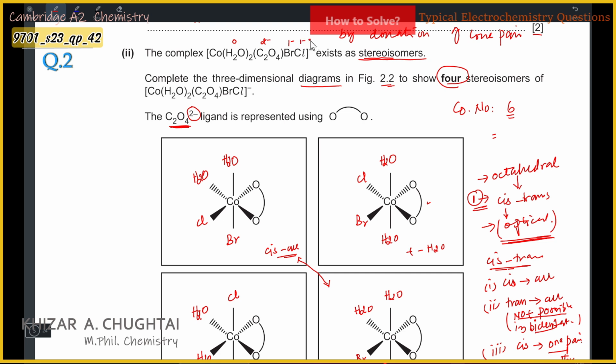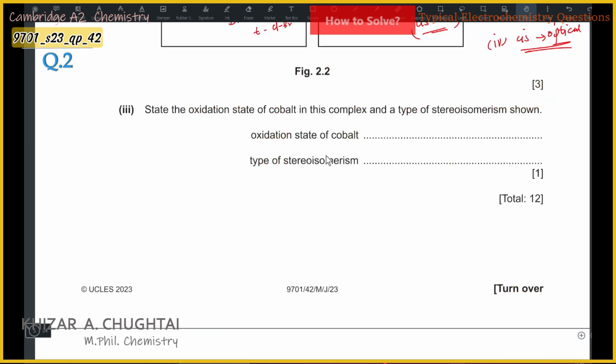So the sum must be equal to 1 minus. It means that this cobalt should have 3 plus, so that the sum of these numbers will be equal to 1 minus. So its answer is plus 3. Type of stereoisomerism, as I have told you, there is a possibility of cis-trans isomerism, and the one I drew over here, in my opinion, was optical isomerism, and so on. That's all about this question. Thank you.